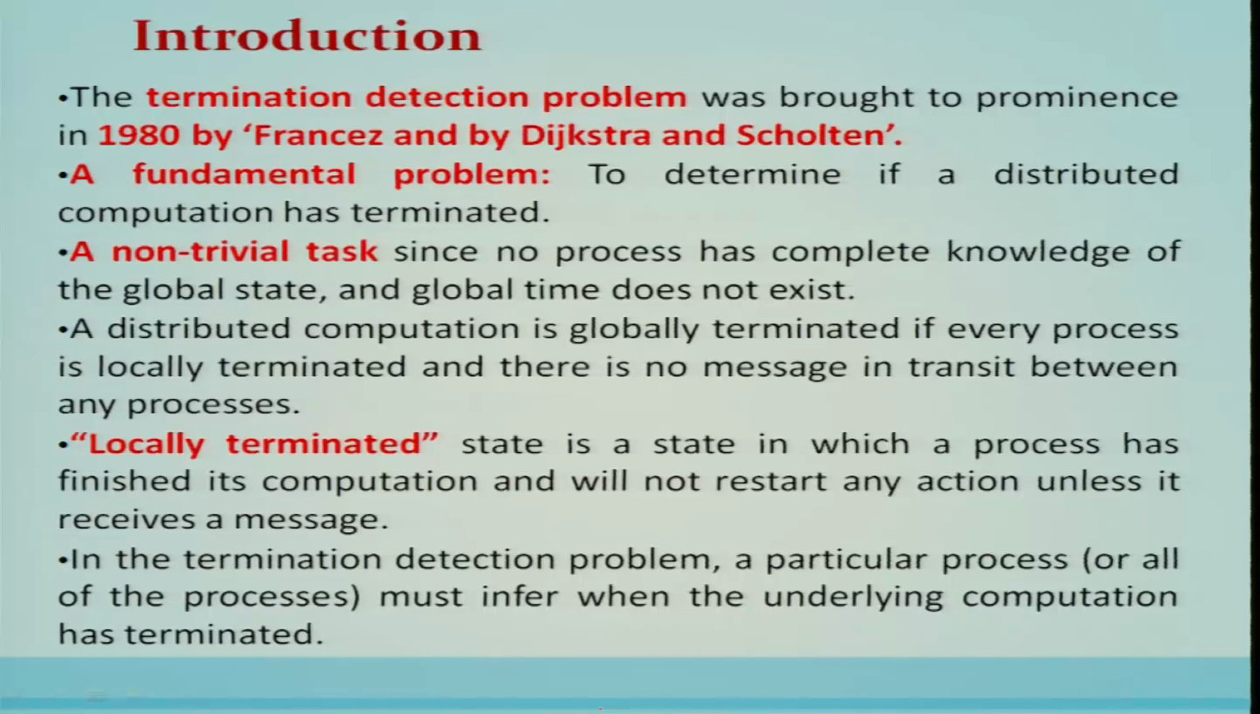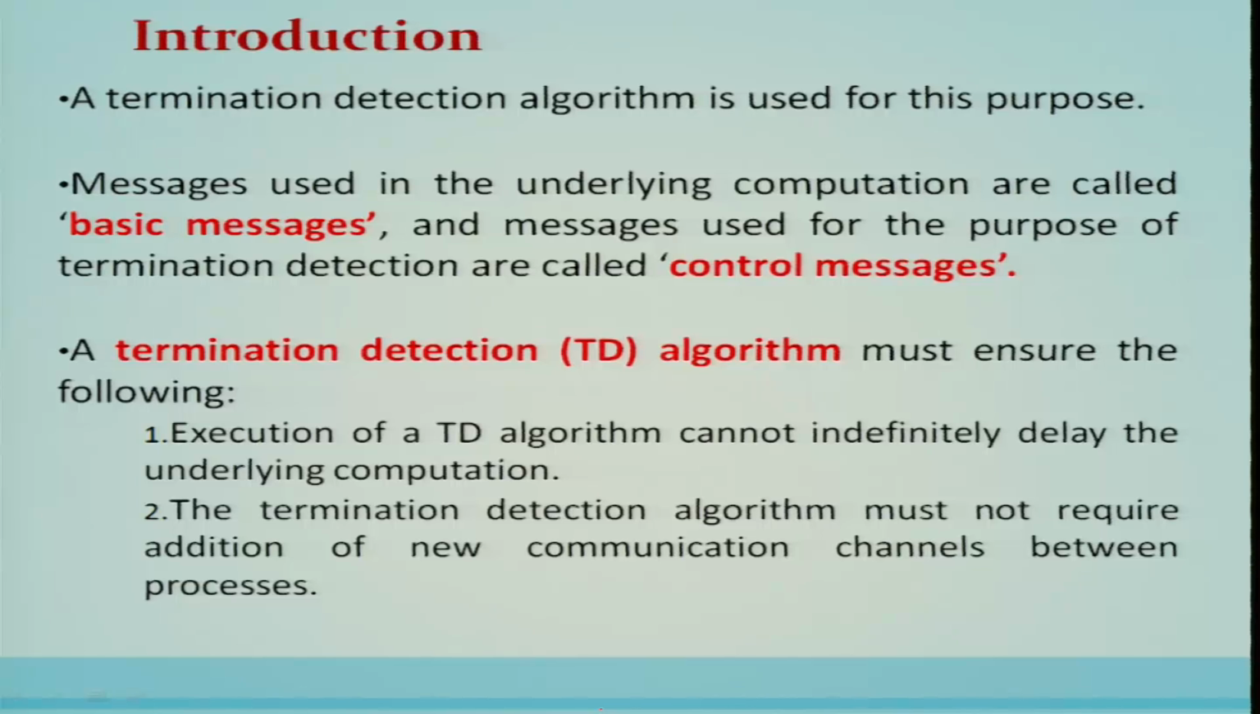A distributed computation is globally terminated if every process is locally terminated and there is no message in transit between any processes. Given this definition, a locally terminated state is a state in which a process has finished its execution and will not restart any action unless it receives a message. In the termination detection problem, a particular process must infer when the underlying computation has terminated, and it has wider application in distributed system applications.